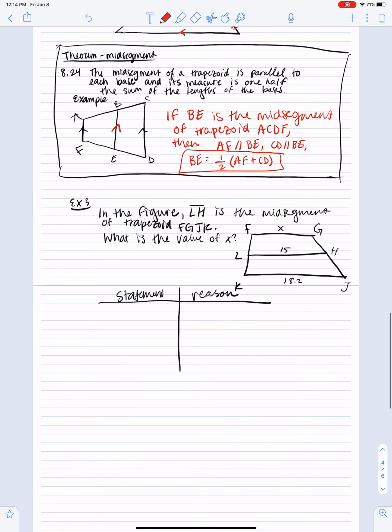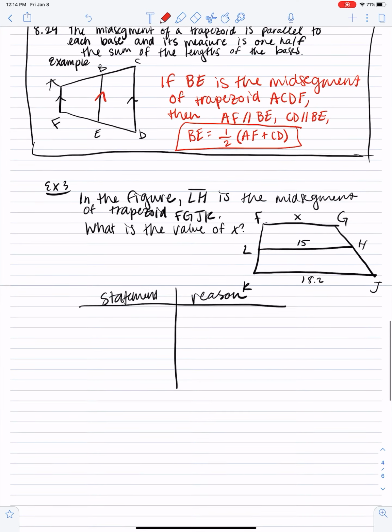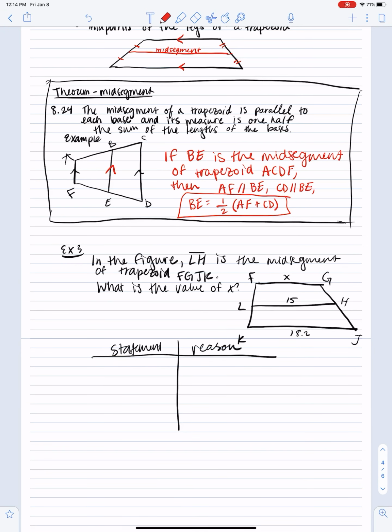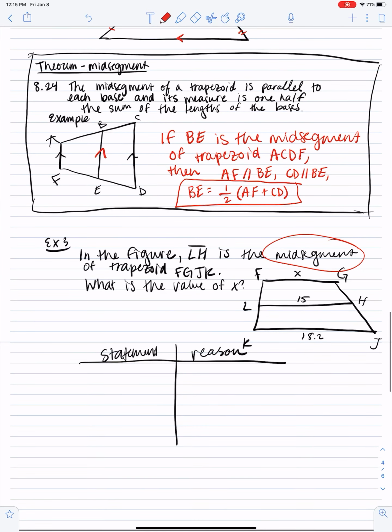Okay, so we have our example down here in the figure. LH is the midsegment of trapezoid FGJK. So we are going to find the value of x. Go ahead and look at that picture and write it down. In this case, we need to remember that information above, that middle number, that 15, is the average of the top and the bottom base. And it's important that they gave us that it's the midsegment. That's the only way we can do this, okay? So we're going to start with LH, which is that midsegment, equals 1/2 FG plus KJ, and then you need to figure out what you have. The reason for this is that trapezoid midsegment theorem we just learned.